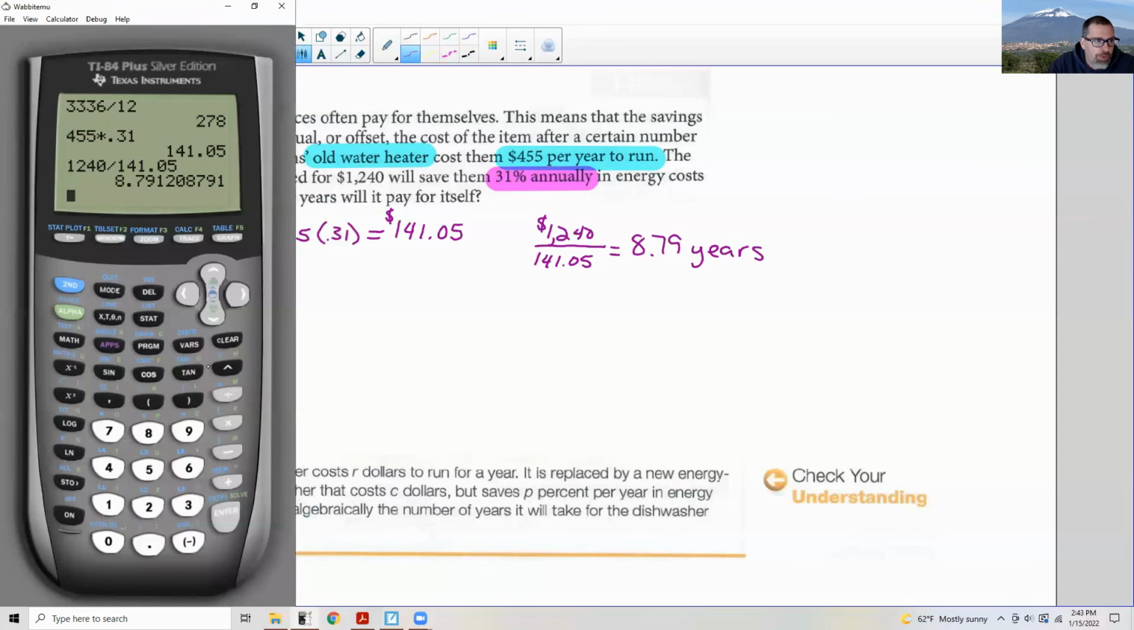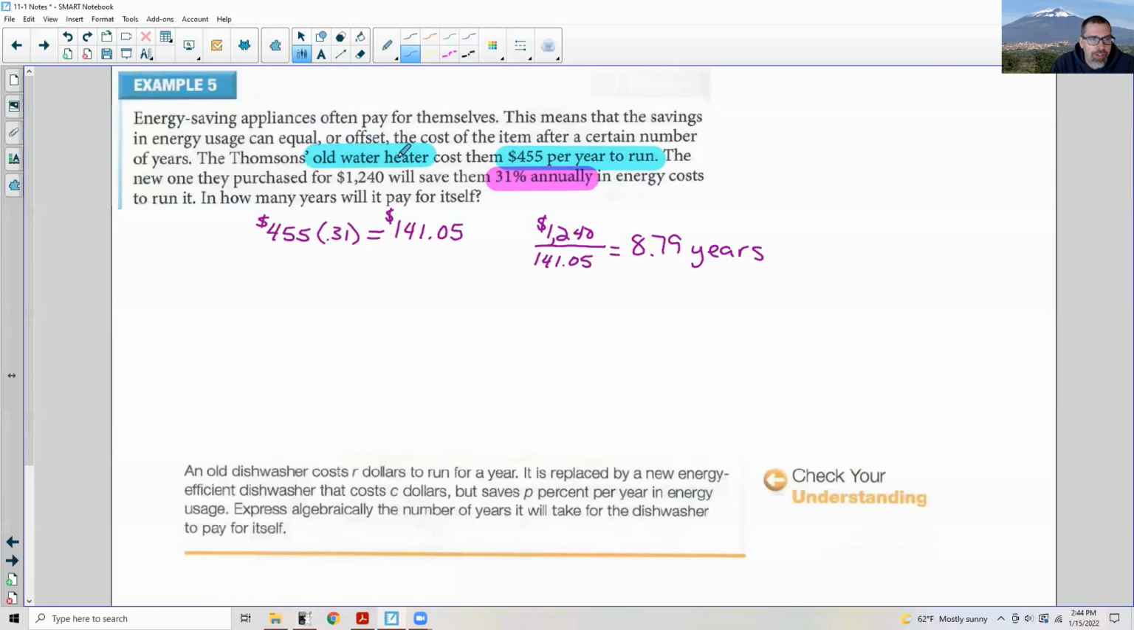Okay, so if you really wanted to get technical here, you would say, well, what is 365 times 0.79? Okay, so it's 365 days in a year. That'd be 288 days divided by 30 approximately per month. So sometime halfway through September of the 9th year, you would break even, and the new water heater would have paid for itself. 8.79 years.